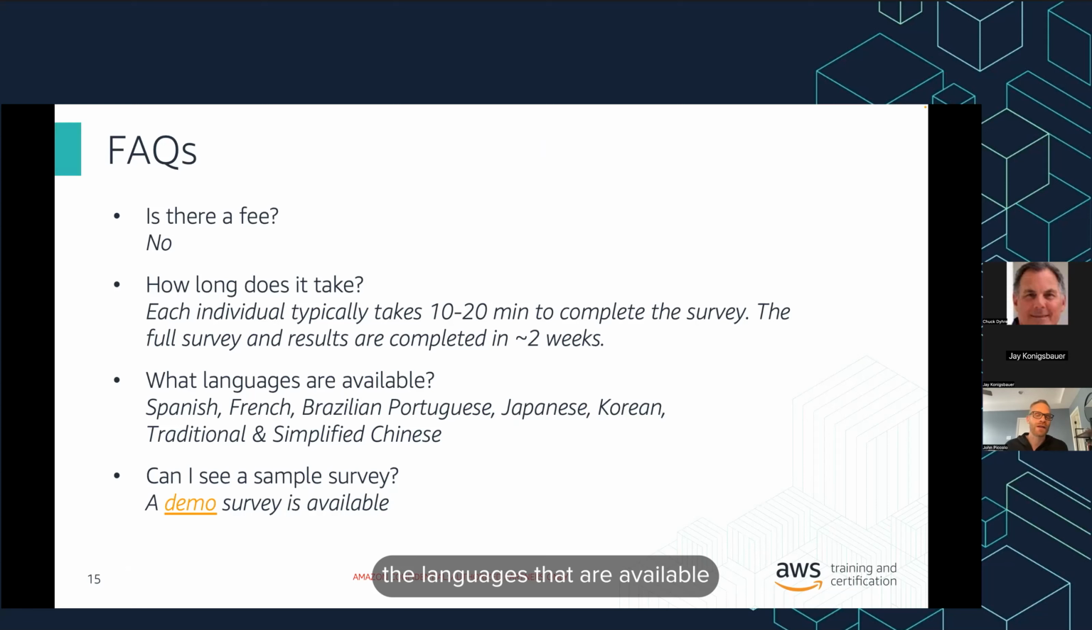The languages that are available, another question that's often asked: Spanish, French, Brazilian Portuguese, Japanese, Korean, and traditional and simplified Chinese. Also, if you want, there is a demo sample survey that can be sent to you. You can just reach out. We can provide you with that link, and you can look at the demo of the questions and what the standard set of questions are that have been non-customized.